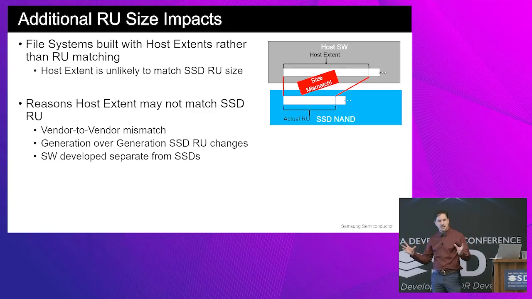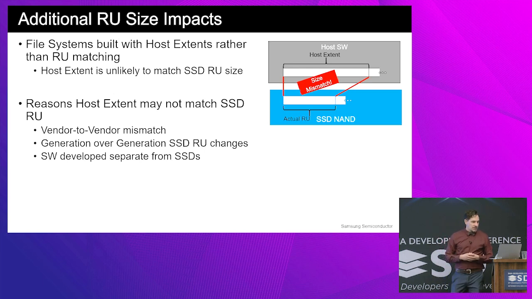But there's this host managed object, the host extent, and the host might be trying to fill it and deallocate on this host extent side. And when they're managing it, and it's a different size than the drive, it can be a problem. And realistically, I think that they will always mismatch. There's vendor-to-vendor mismatch. I think generation to generation, we have RU size changes because we're dependent on the NAND's erase block size. And the host software ends up getting developed separately from the SSDs. So until we get to a point where the host software queries the RU size and then is specific for that drive, I don't think that they can match.